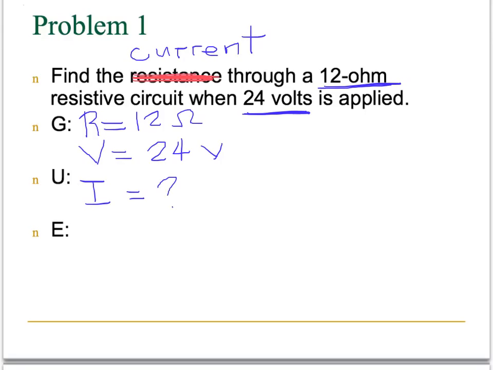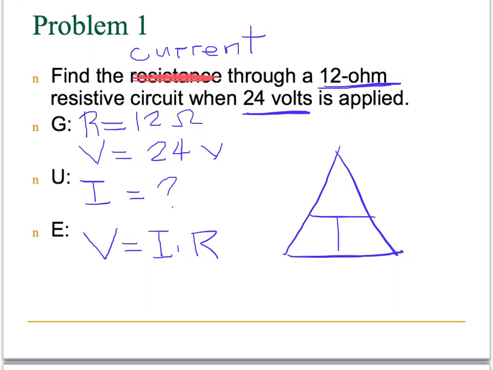So what equation are we going to use? Going back to Ohm's law, V is equal to I multiplied by R. And remember that if we fit this in a triangle, we have V on top, I on the left side, R on the right side. So if we are looking for the I, we simply divide V by R. So this is our equation.